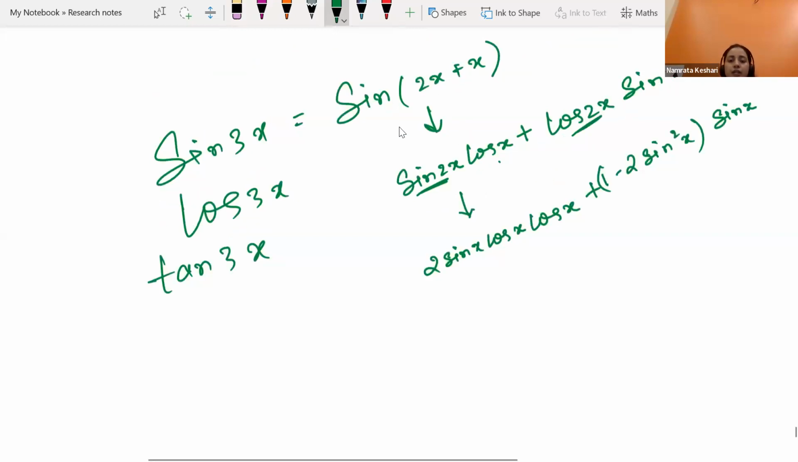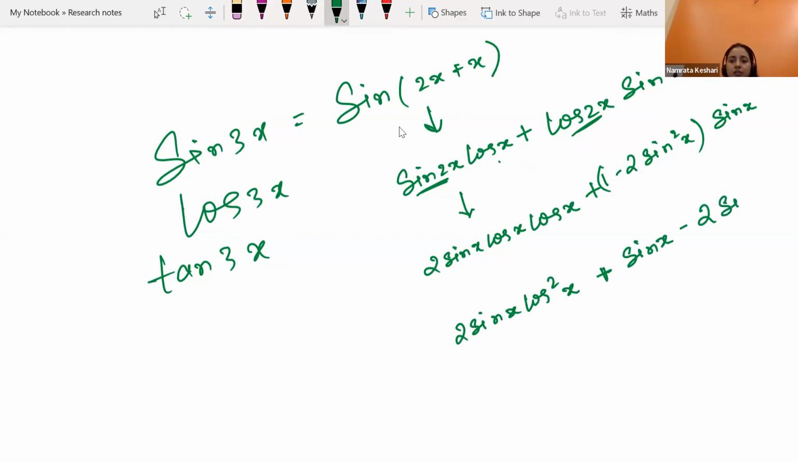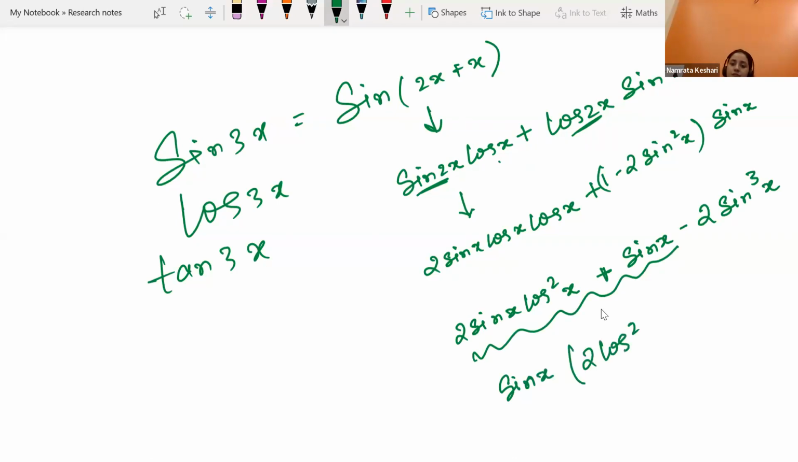So from here we are getting 2 sine x, but cos square x is there. And here we are having sine x minus 2 sine cube x, right? Now from the first two terms, can you see something we can take out as a common factor? Sin x. Sin x, ma'am.